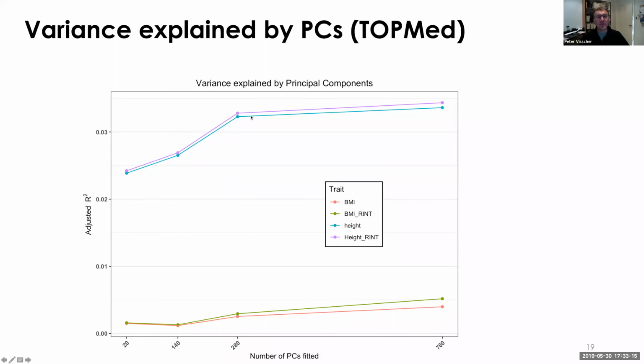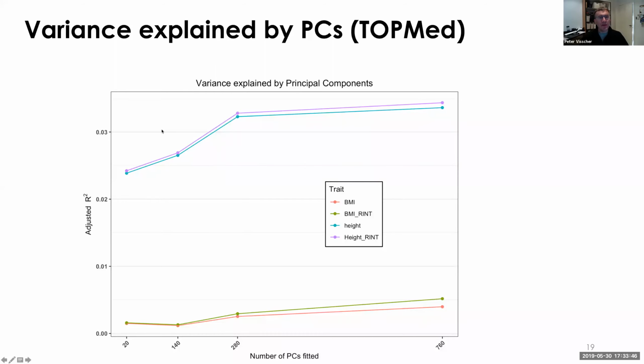And for each of the traits, we have either the trait itself or the rank-based inverse normal transformation, so transformed value of the traits. And you can see for height, if we fit 20 PCs, about 2.5% of variation explained, and this goes up to just over 3%. And for BMI, it starts at about 0.25% or so and goes up to 0.5%.